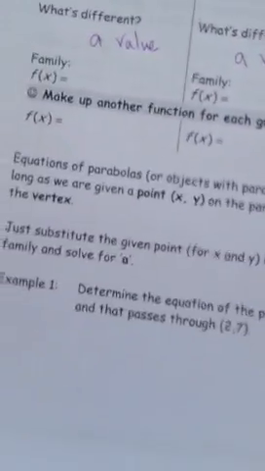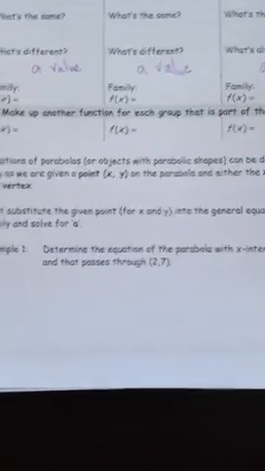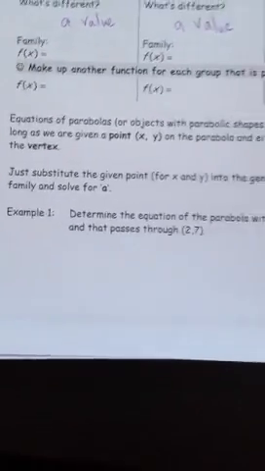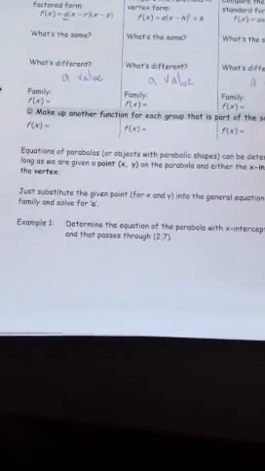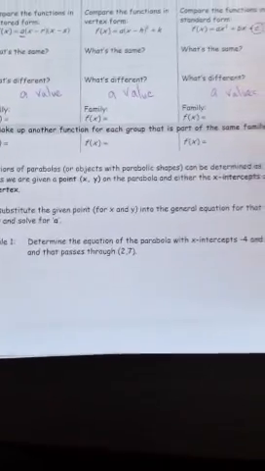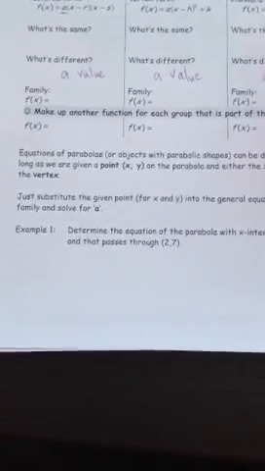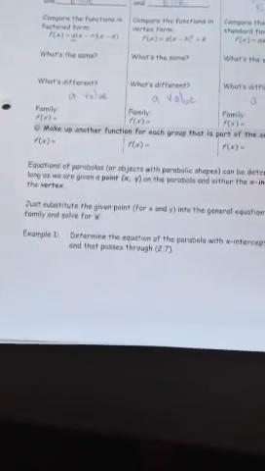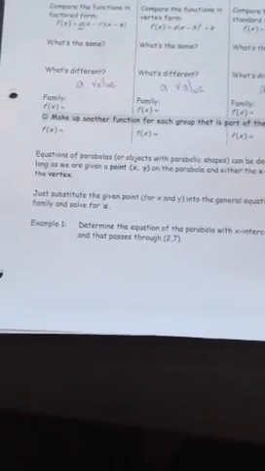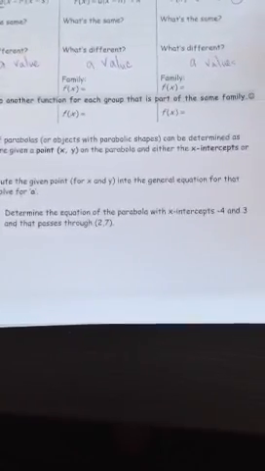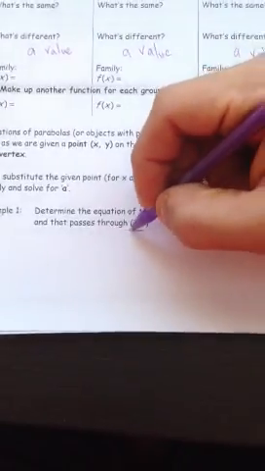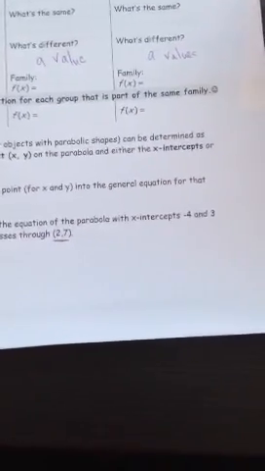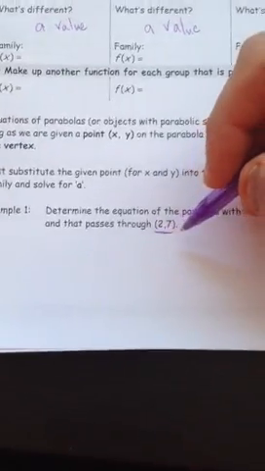If we take a look at the first example, it says equations of parabolas or objects with parabolic shapes can be determined as long as we are given a point (x, y) on the parabola and either the x-intercepts or the vertex. Just substitute the given point for x and y into the general equation for that family and solve for a. Example 1: determine the equation of a parabola with x-intercepts of -4 and 3 that also passes through the point (2, 7).